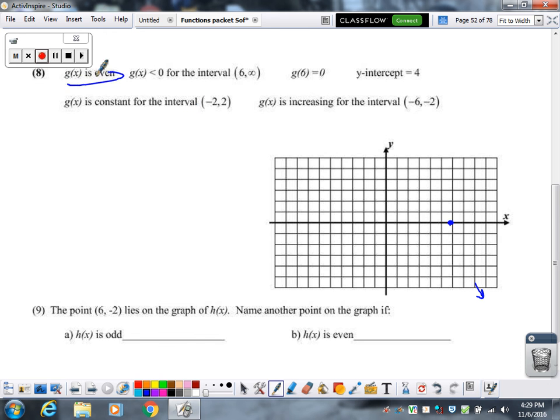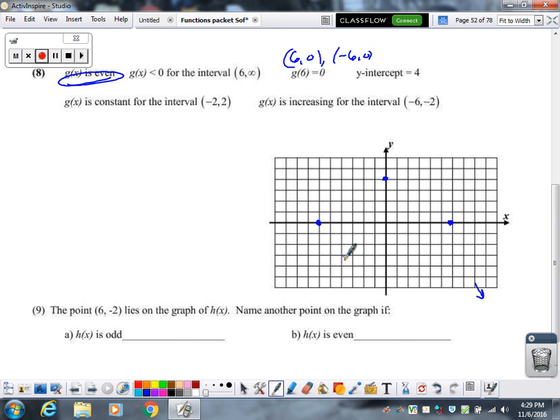And then again, let's go back to the fact that it's even. If (6, 0) is on the graph, what's going to be the other point that is on the graph if it's even, if it's symmetric over the y-axis? It will be the point (-6, 0). 1, 2, 3, 4, 5, -6. The y-intercept is 4. Plot the point y is equal to 4.